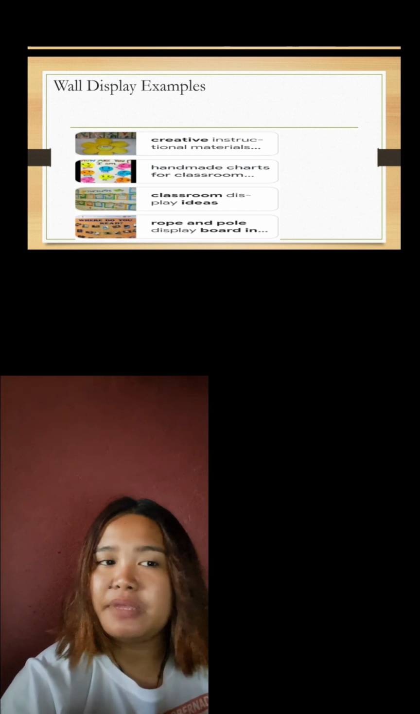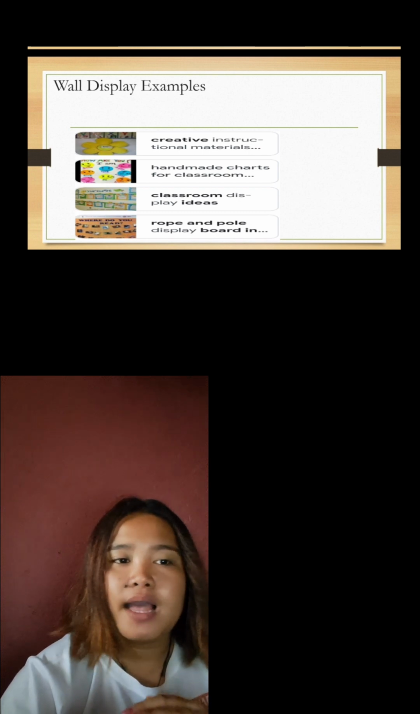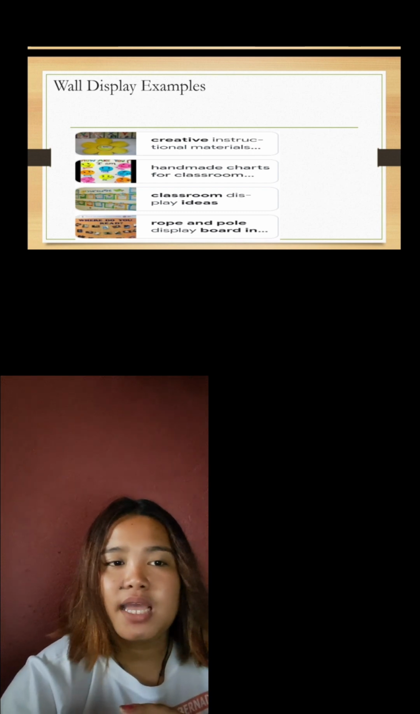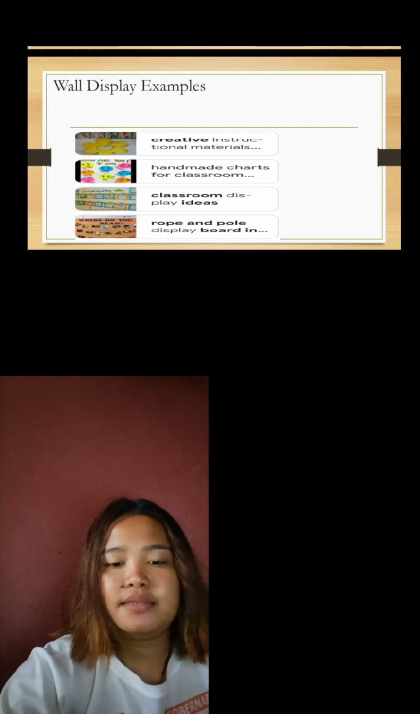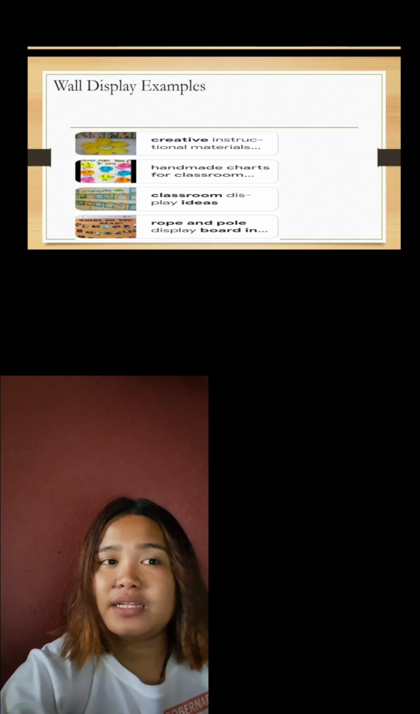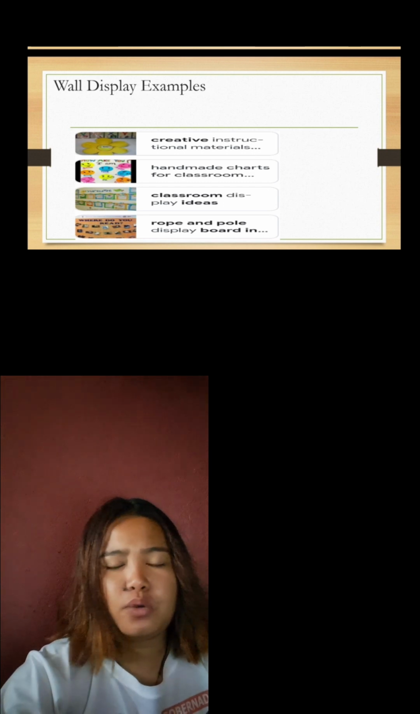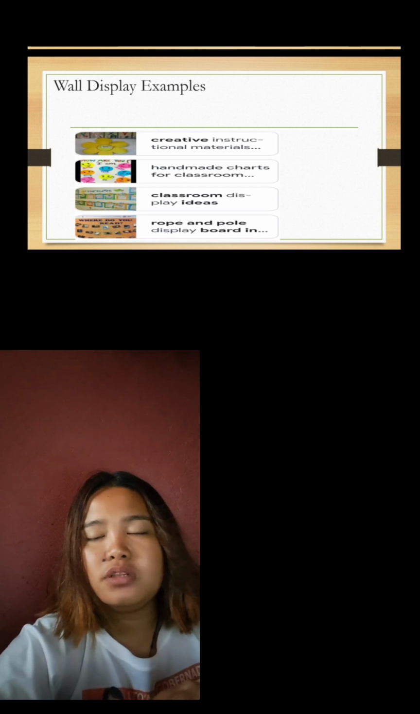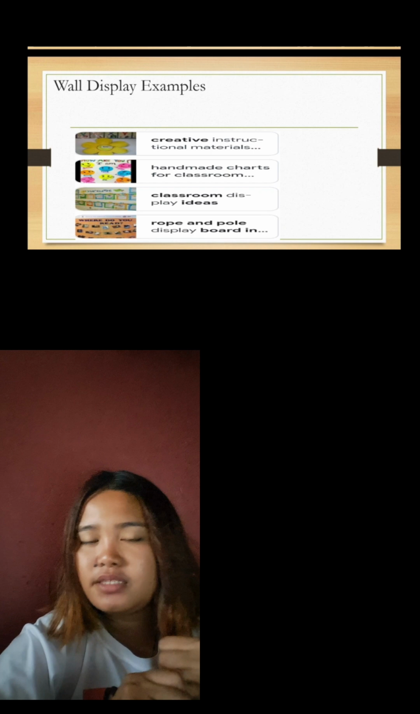I have here handmade charts for the classroom, classroom display ideas, and a roof and poles placeboard. Then I have activities here, and more examples. We can display on our wall letterings, letters, numbers, or any kind that we think is very important to them for better understanding.